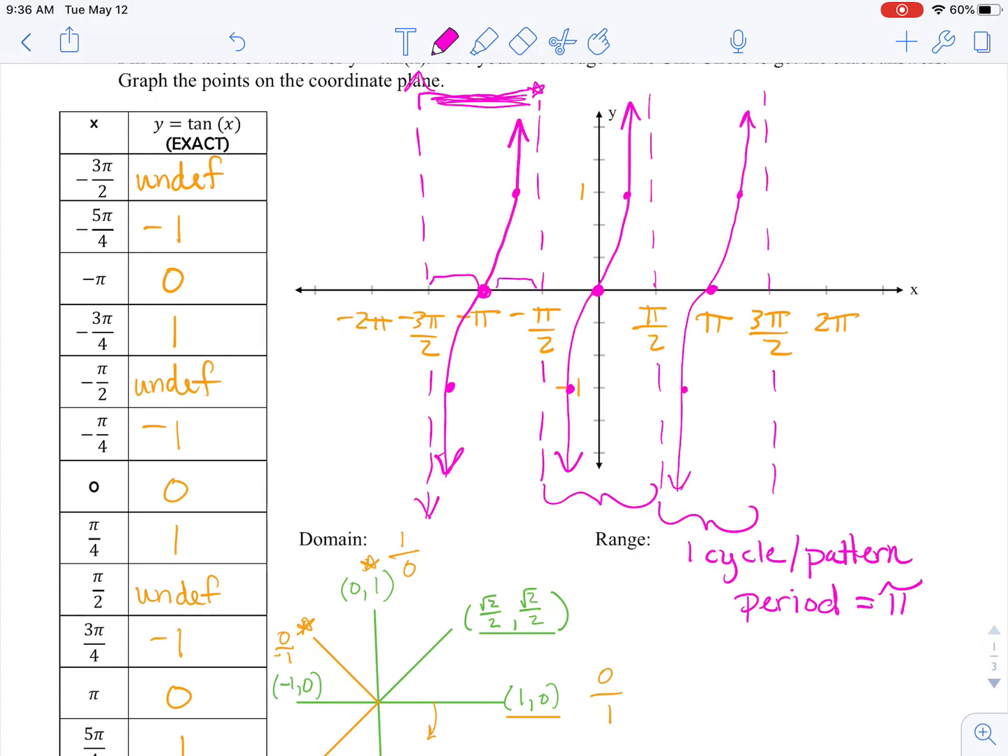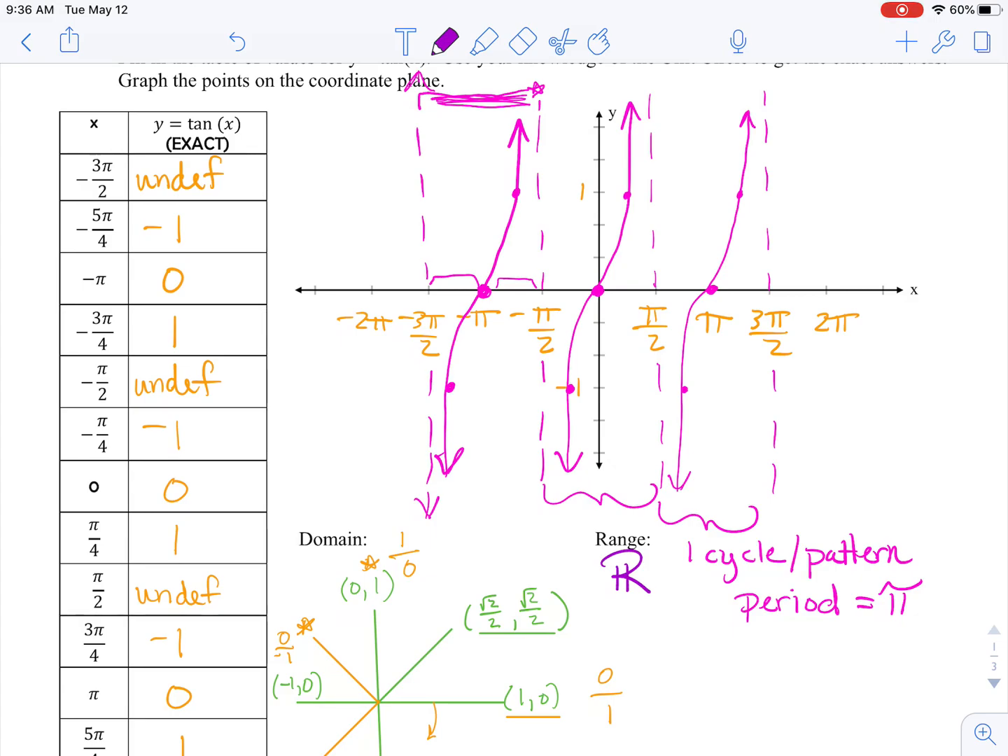All right, so let's talk about the range, because I think the range is easiest for most students to see. These graphs are going down forever and up forever. Therefore, our range is all reals. So I'll use our fancy all real symbol.